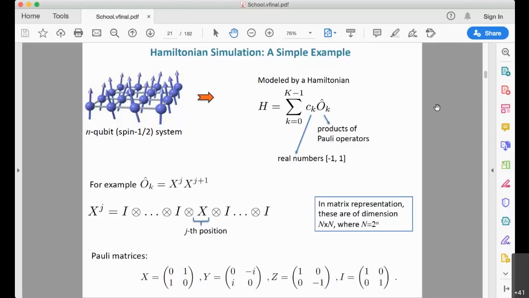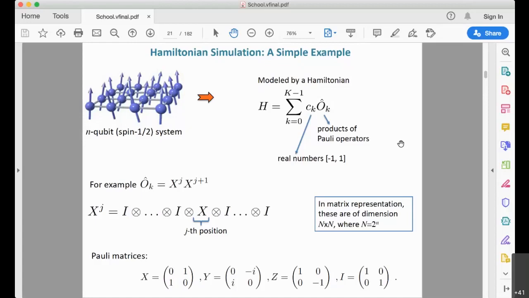There is this capital K, which is the number of terms. And I put this constraint on the coefficients that they are bounded between 1 and -1. That doesn't have to be the case, but this is with no loss of generality, because if those coefficients do not satisfy that condition, then I can renormalize them and absorb the constant in the evolution time, right?